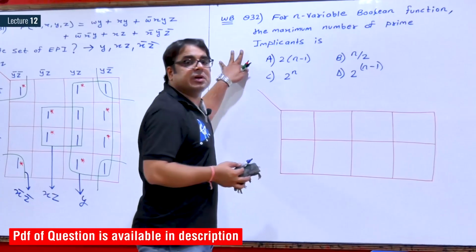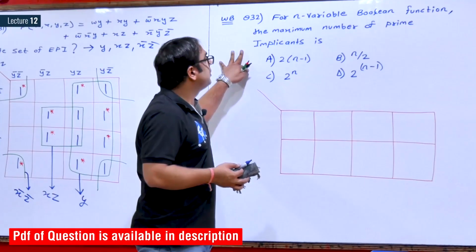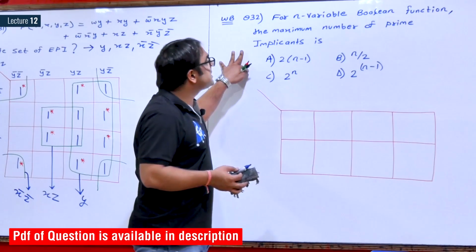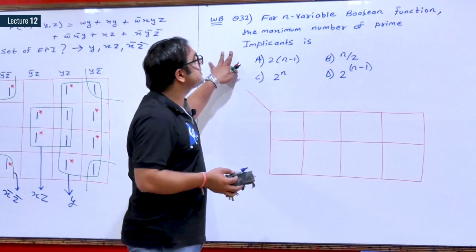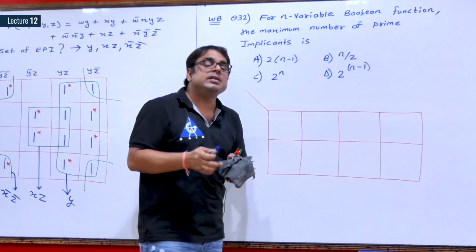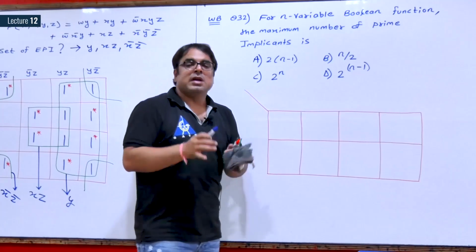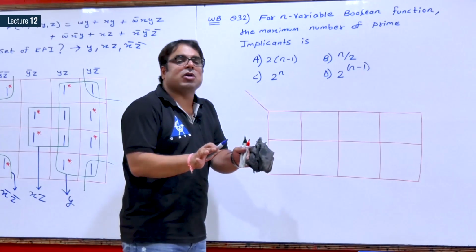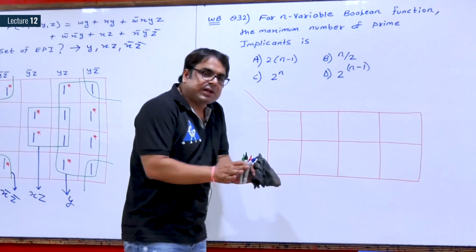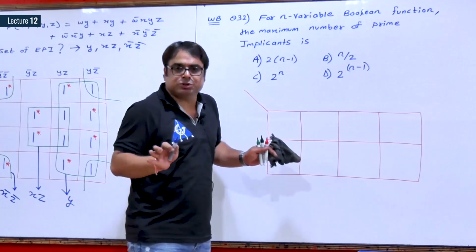Next, question number 32 from your workbook. For an n variable Boolean function, the maximum number of prime implicants is. Again, a very interesting question and difficult also. It is simply difficult because it is a generalized question.